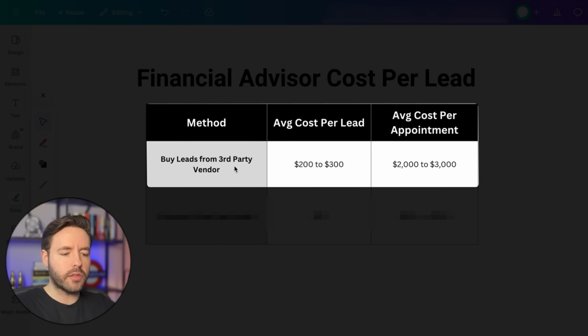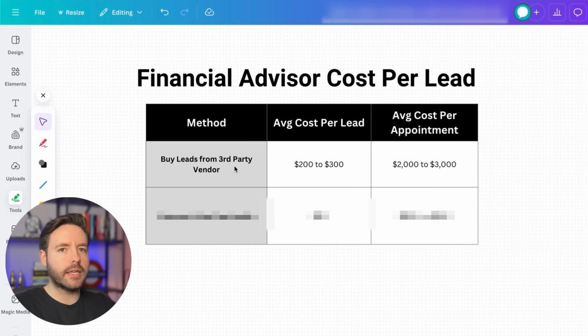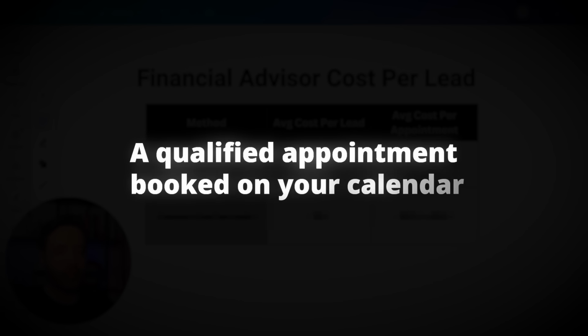However, I need to make it clear that this is for a lead. This is typically for someone that fills in a form online requesting more information. So a lead does not equal an appointment. And that's a very important thing that you need to be aware of when you're buying leads. What's more important than a lead is a qualified appointment booked on your calendar.